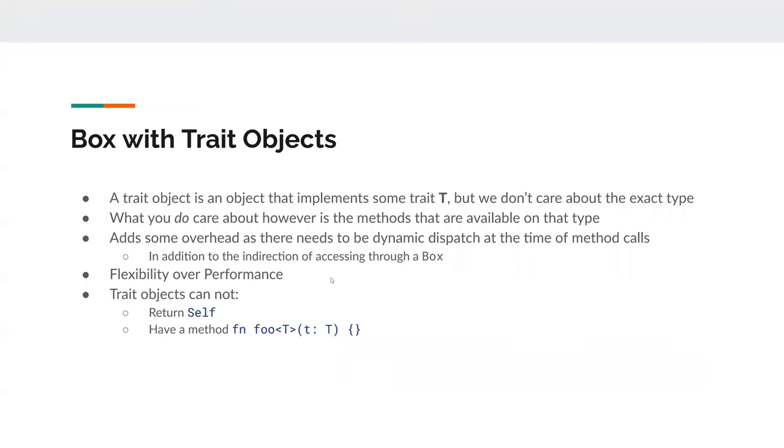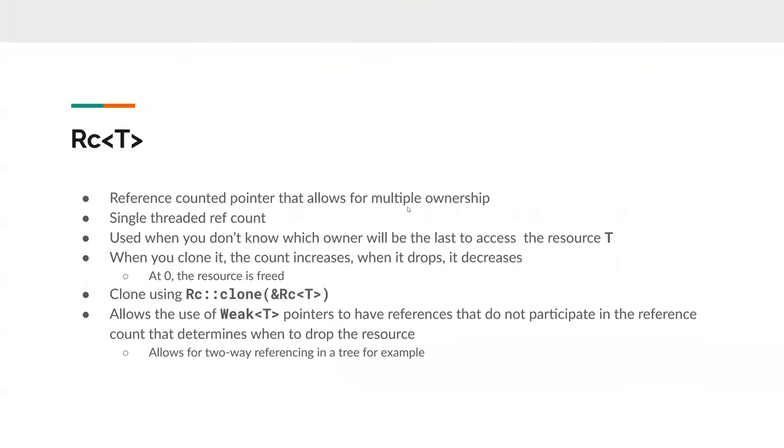But they are not always the solution. So then let's look at the other type of smart pointer, which is the Rc, the reference counted pointer. So this allows you to have multiple ownership, whereas box is unique ownership.